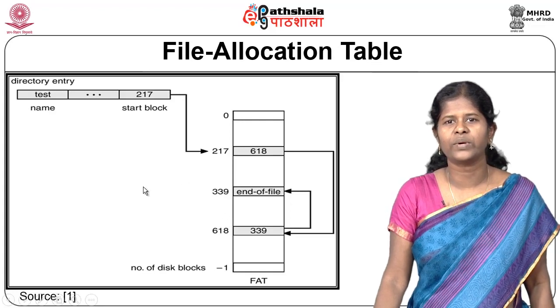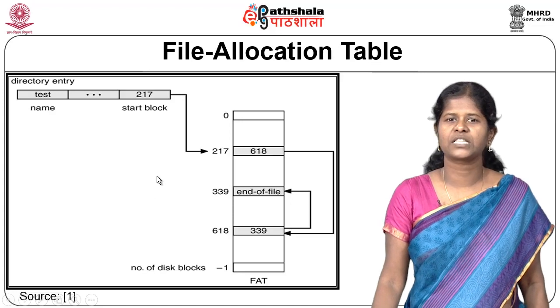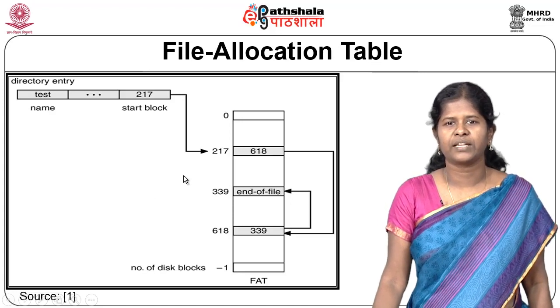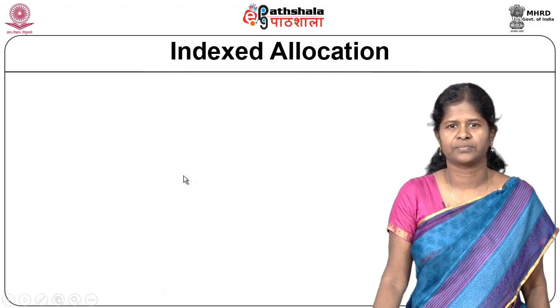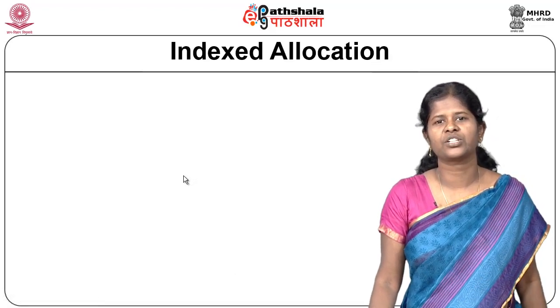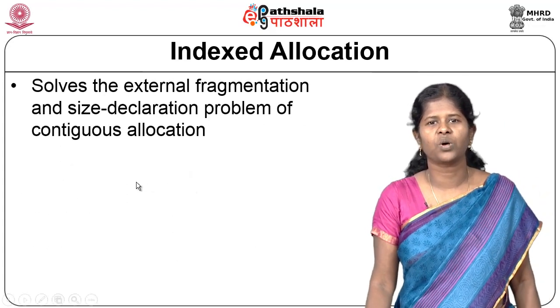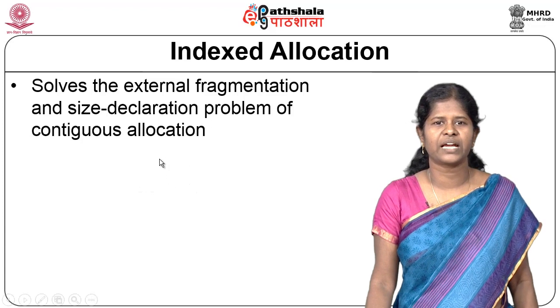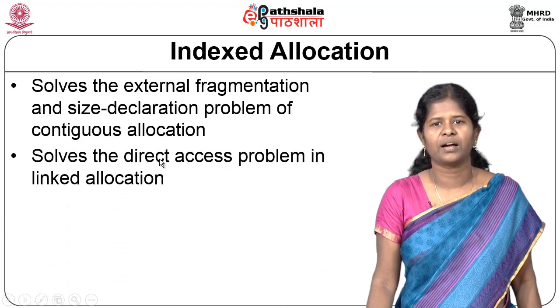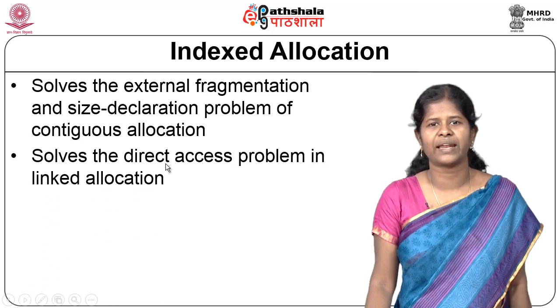This is the way in which file space is allocated for files in the case of DOS. Now we move on to the next type of allocation, called indexed allocation. Indexed allocation solves the external fragmentation and size declaration problem of contiguous allocation. It also solves the direct access problem in linked allocation.